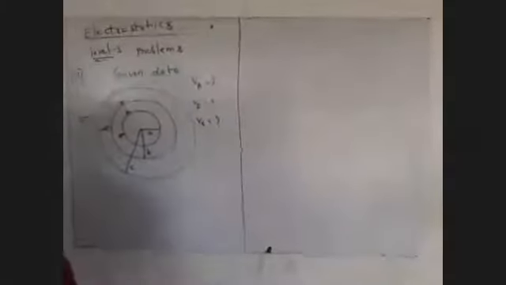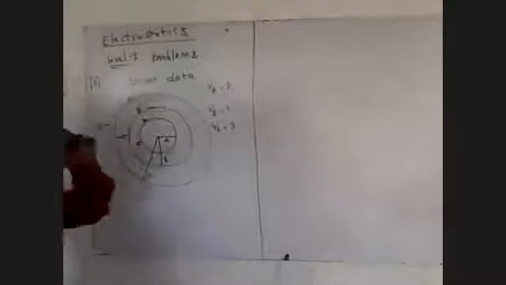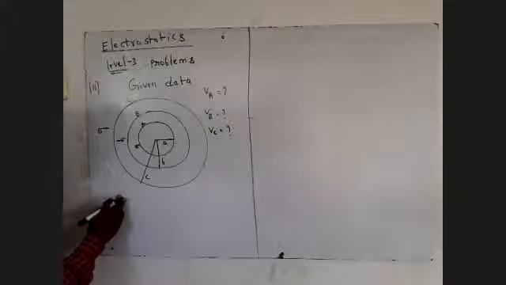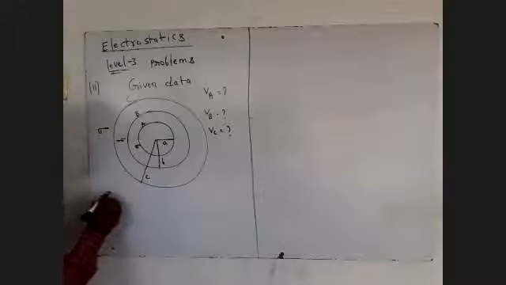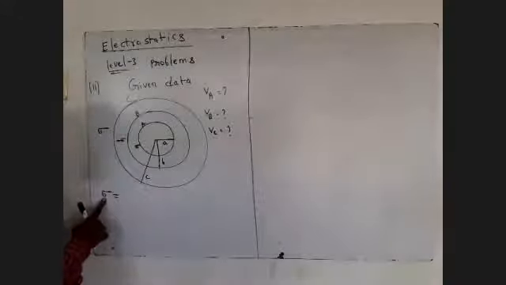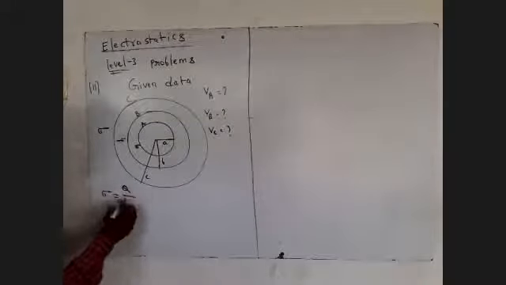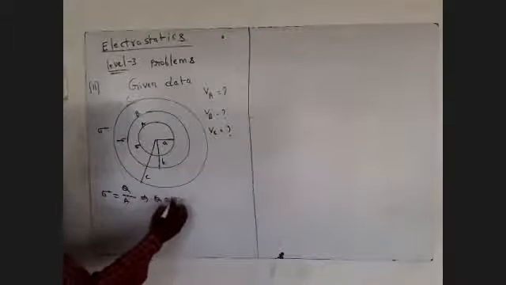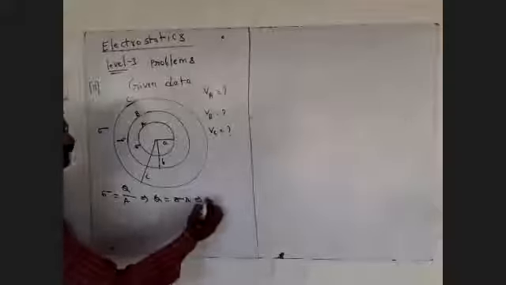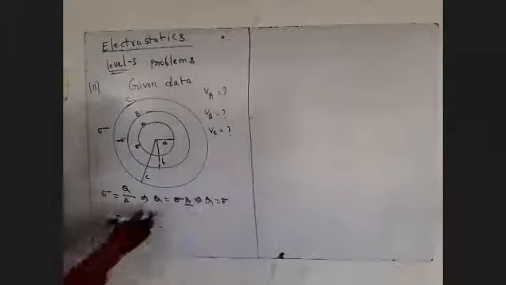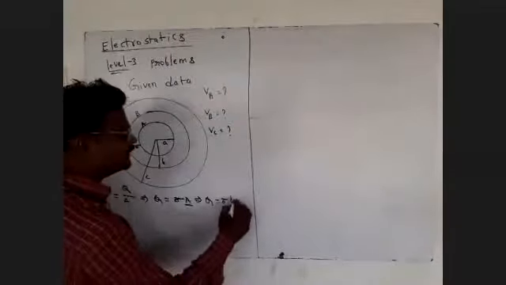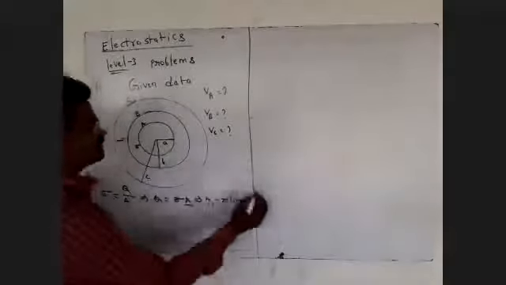So we have to find VA. What is the meaning of VA? It is the electric potential. We know that surface charge density is equal to charge by area, so Q is equal to sigma A. Here the surface area of the concentric spherical shell is 4 pi A square.